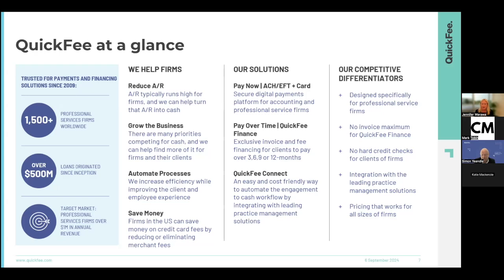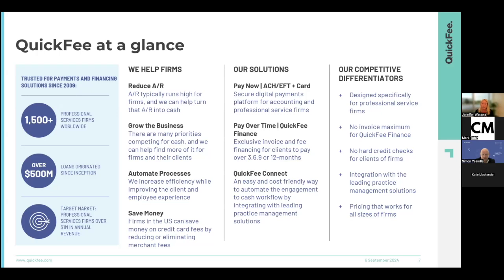Finally, our Connect product is a significant growth enabler in the US market. Our existing customers have a combined annual revenue of around $10 billion. Right now, only $1.4 billion of that annual revenue is processed through Quickfee. The remaining 8.6 is primarily being received by check. Now, this is where Connect comes in.